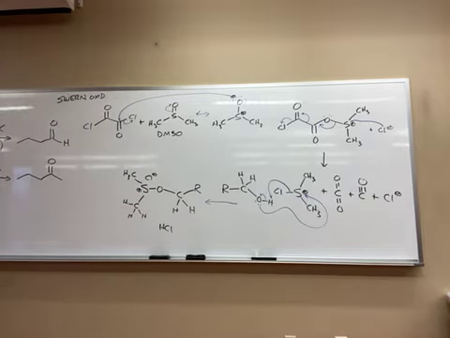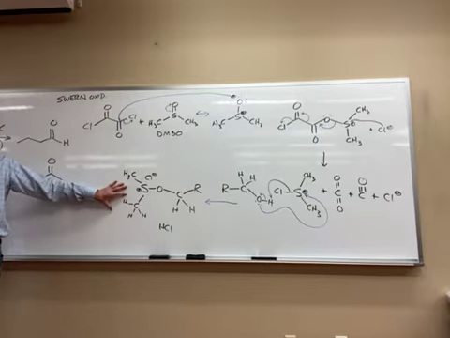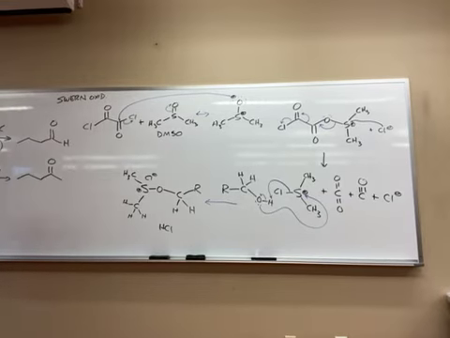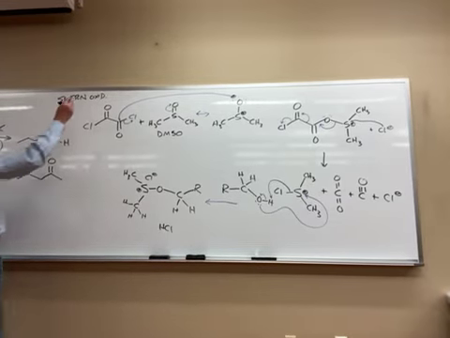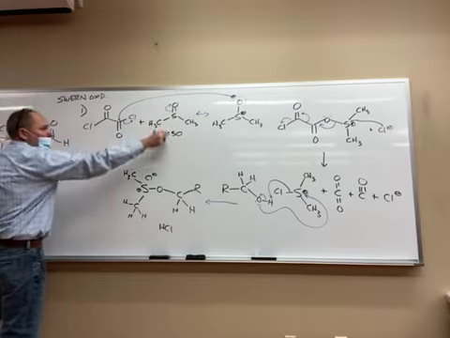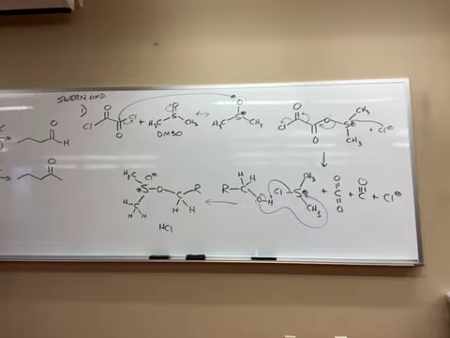Okay? Now, at this stage of the game, you have a stable compound. This compound is stable. You can actually isolate this, put it in a jar, good to go. So this is step one. All right, so step one on your flashcard is the addition of oxalyl chloride and DMSO to the primary alcohol. Okay? Step two. What does step two look like?